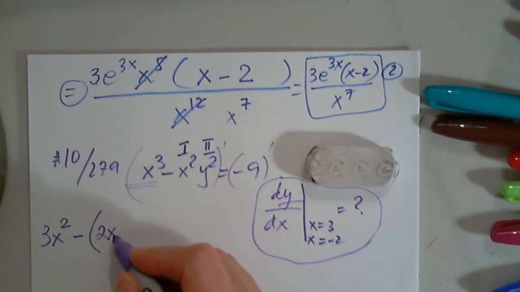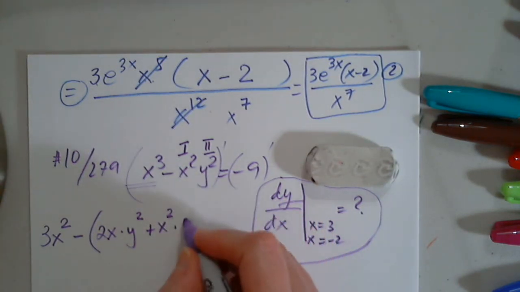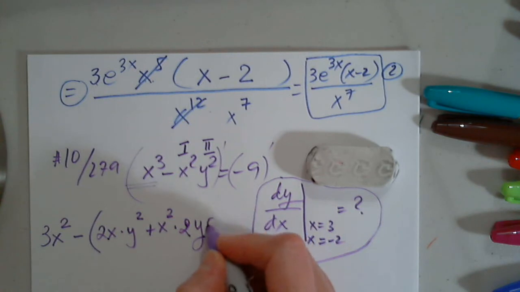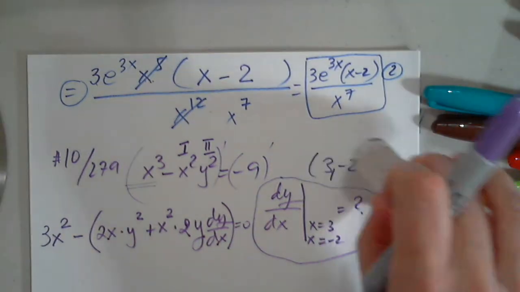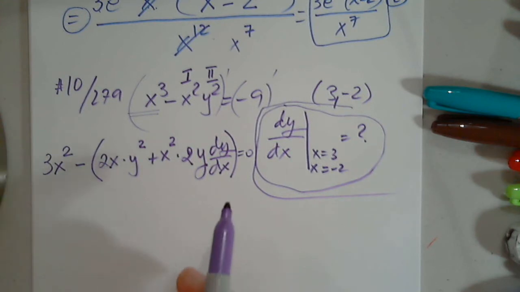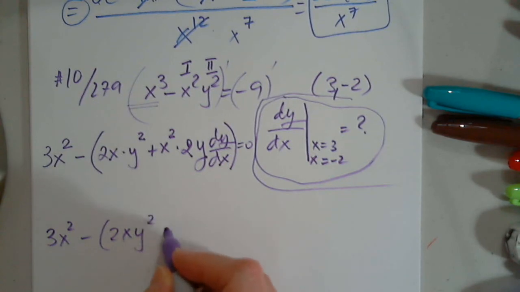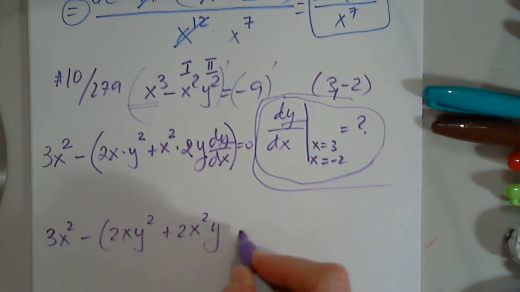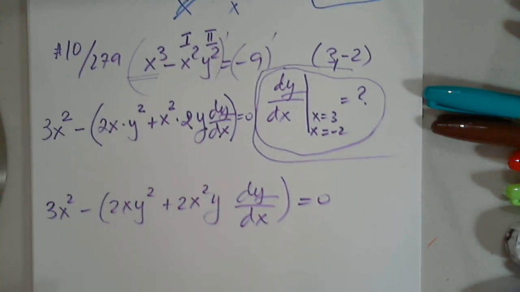2x times y squared plus x squared times 2 times y times dy over dx, and equals 0. So this is completely separate. Maybe I should write it one more time for everyone: 2xy squared plus 2x squared y dy over dx equals 0. Is this step okay before we continue? Yes. Perfect. So now I will distribute.